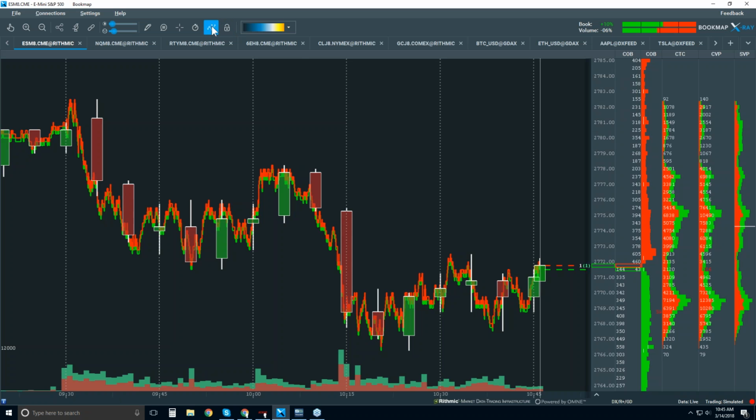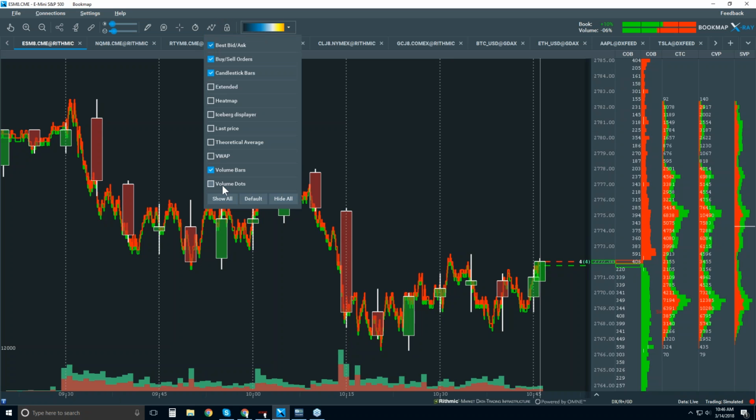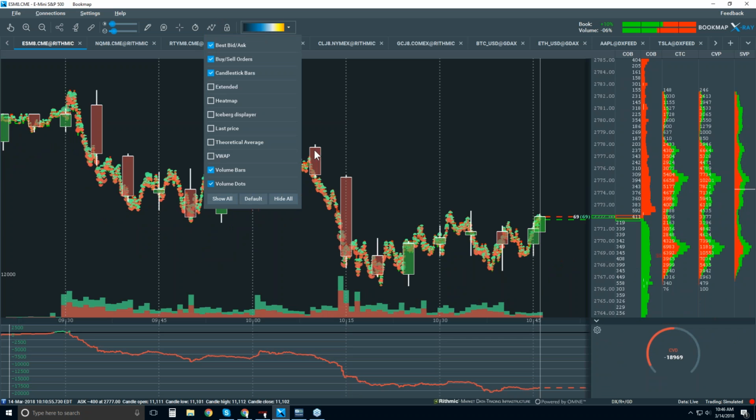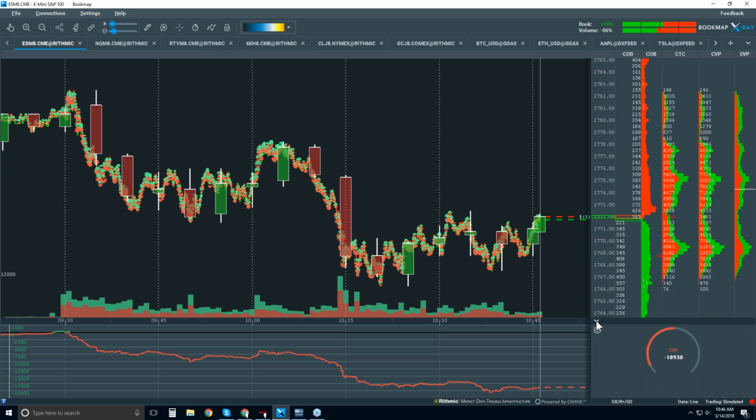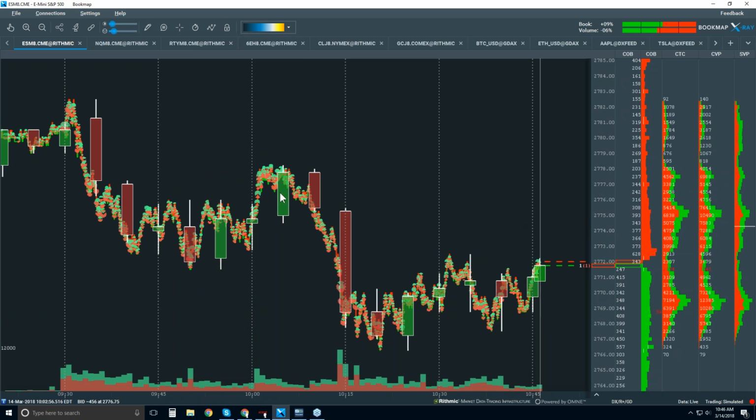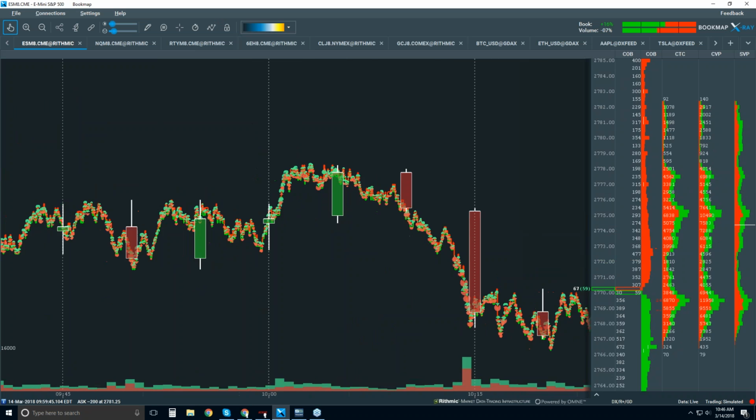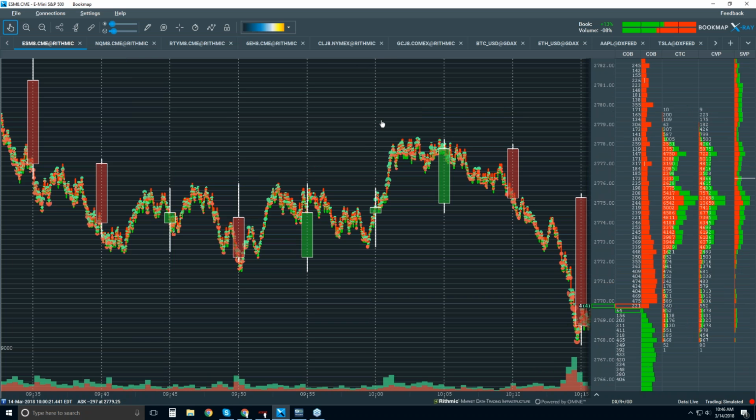So let's turn on the volume dots as well, and let's see who starts to take control here. Let's see here. Okay. All right. So here we go, and let's zoom in here. Okay. Here's what really occurred.